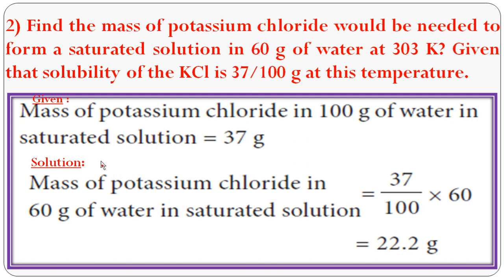So, the solution: mass of potassium chloride in 60 gram of water in the saturated solution is equal to 37 by 100 into 60. You have to cancel it and multiply 37 with 6. You can get the answer 22.2 gram. This is the mass of potassium chloride in 60 gram of water.